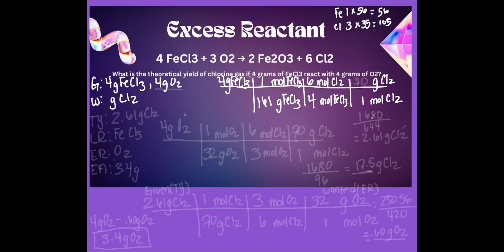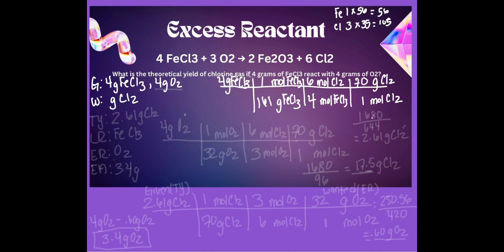When I have grams over mole, my mole is always 1 and my grams let me know that I have to find a molar mass. I see that I have 2 chlorines, so 2 times 35. I believe that's 70? Let's check. 2 times 35. Yep, that's 70.